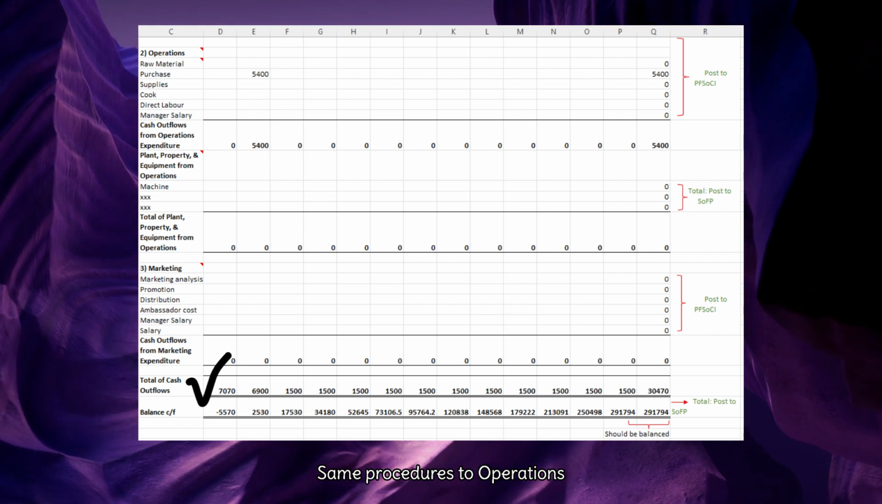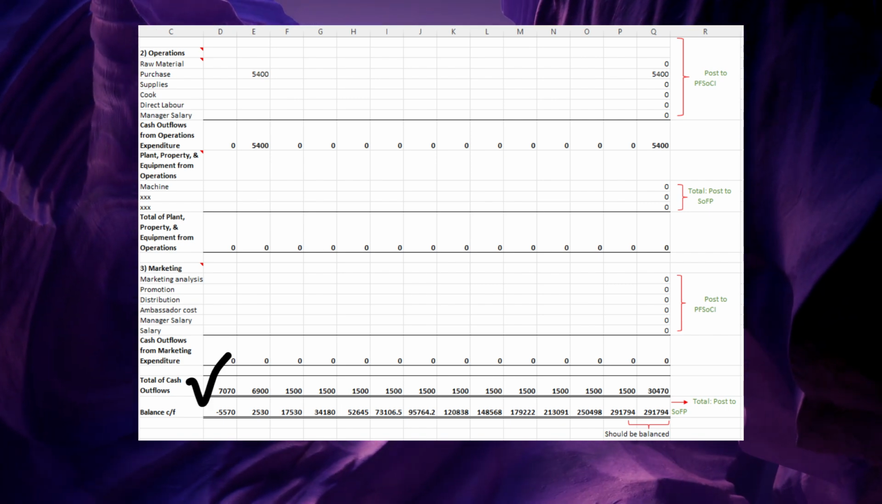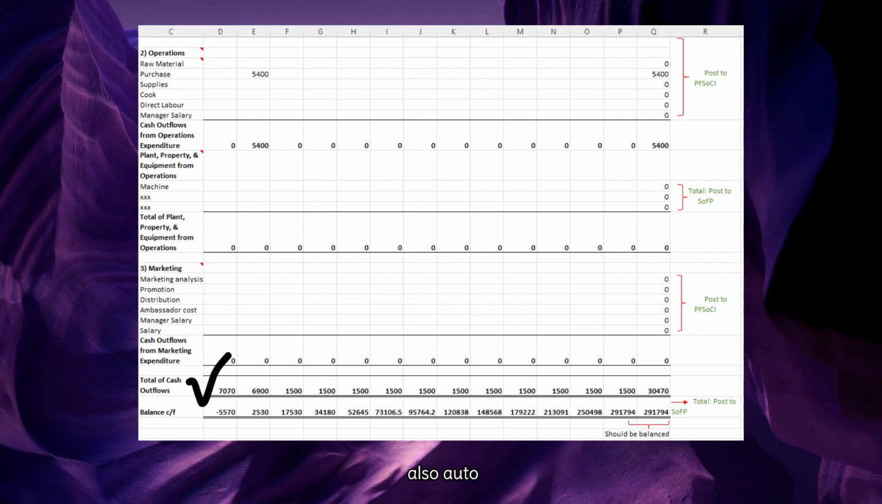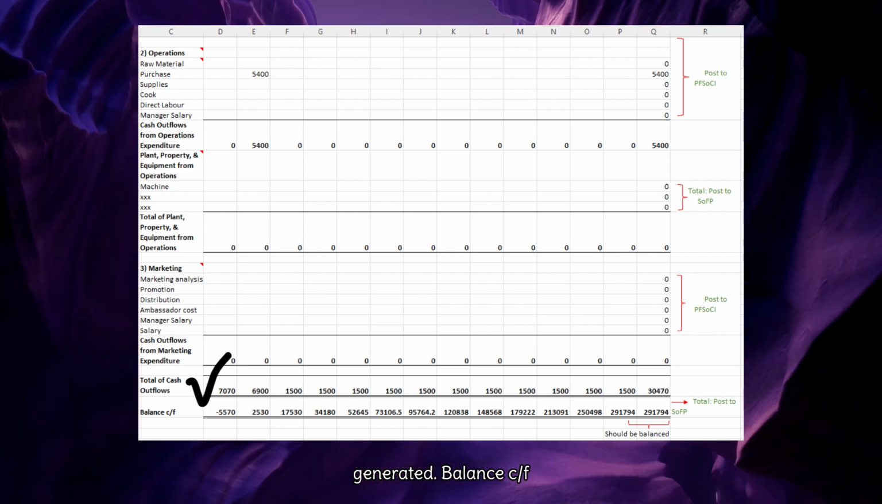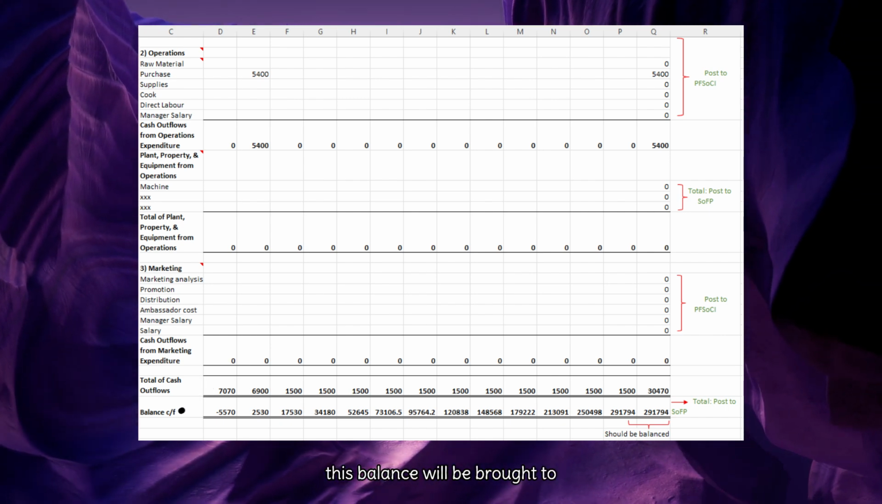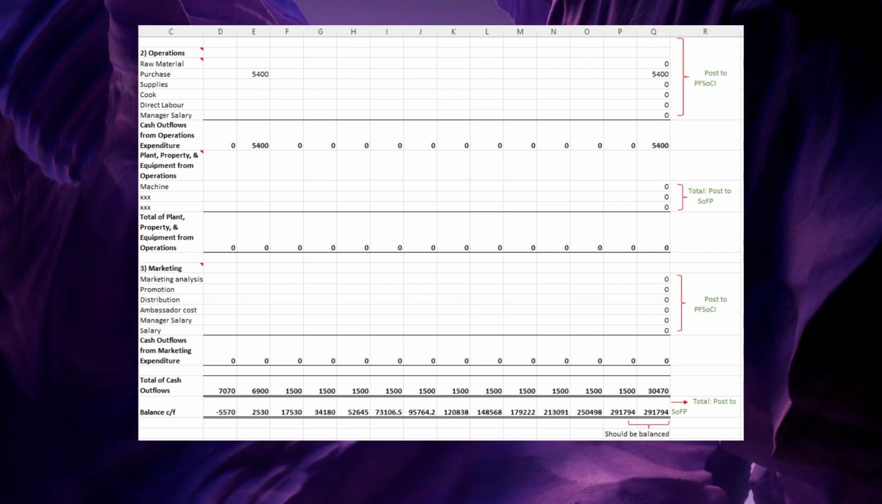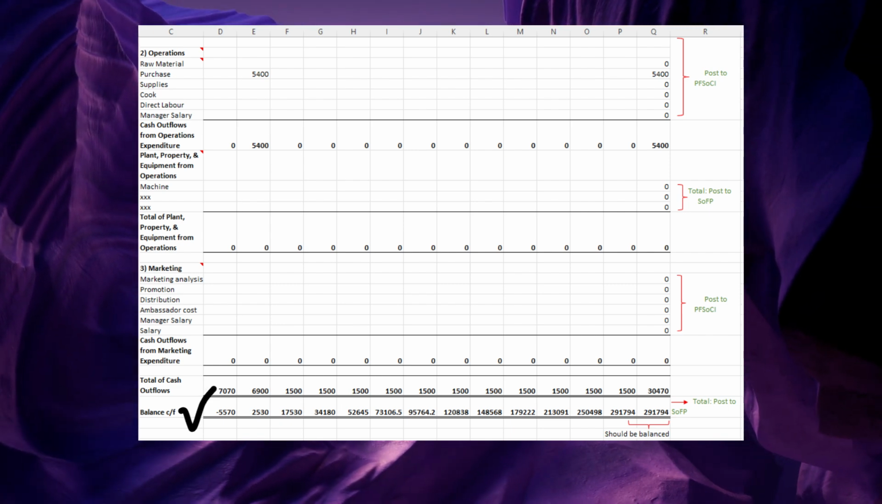Same procedures to operations and marketing. Total cash outflows also auto-generated. Balance CF also auto-generated, and this balance will be brought to the statement of financial position automatically.